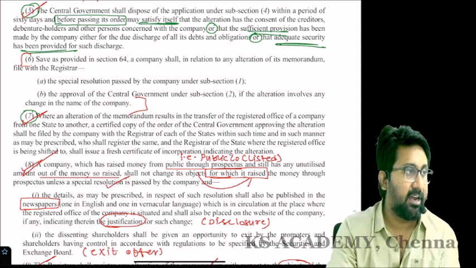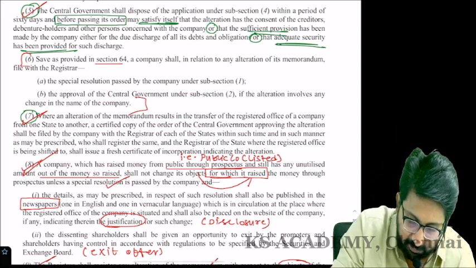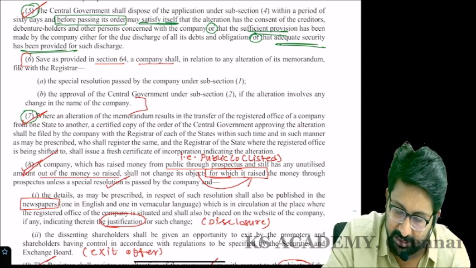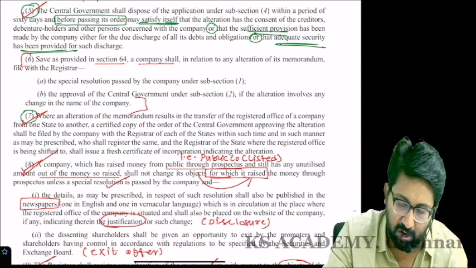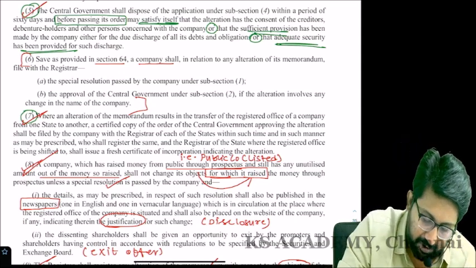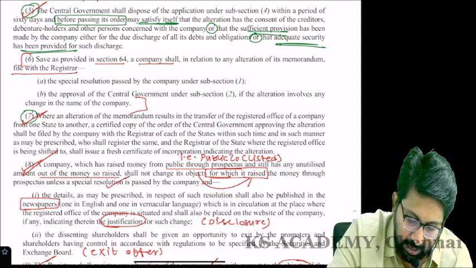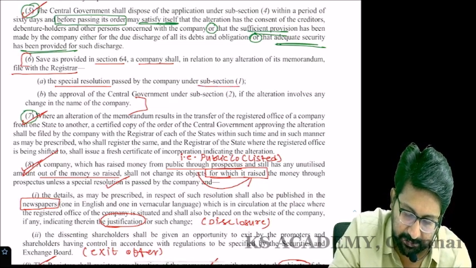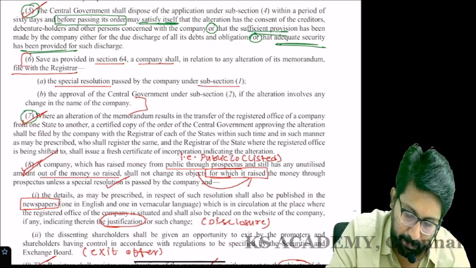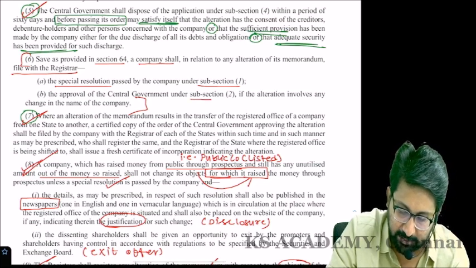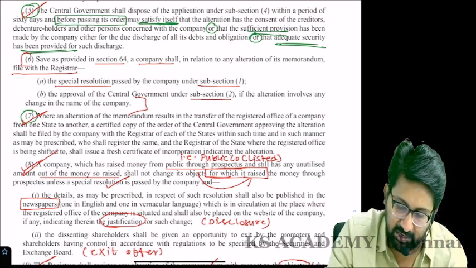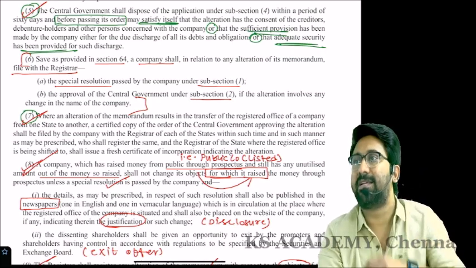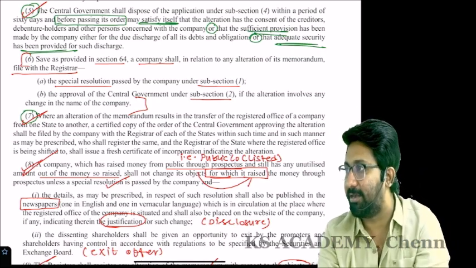Save as provided in section 64. A company shall, in relation to any alteration of its memorandum, file with the registrar a special resolution passed by the company under subsection 1. Approval of central government under subsection 2 if the alteration involves any change in the name. That's all. Sir, this is not a great point.